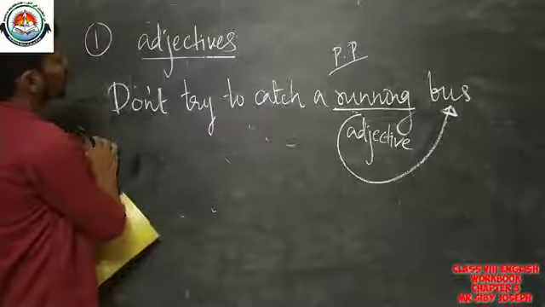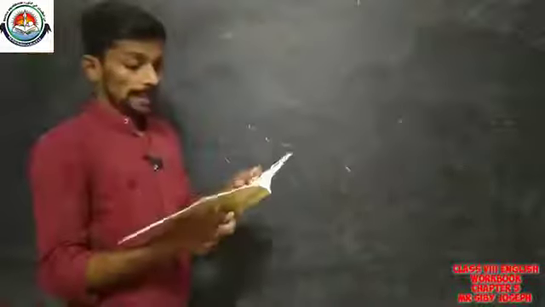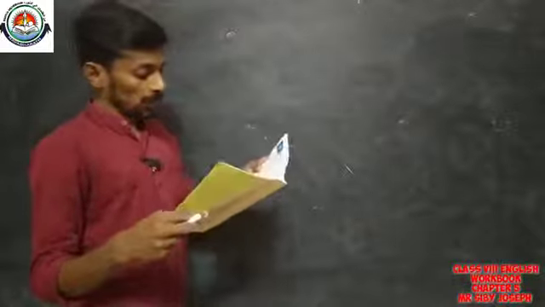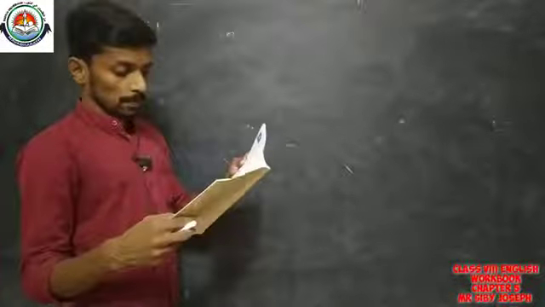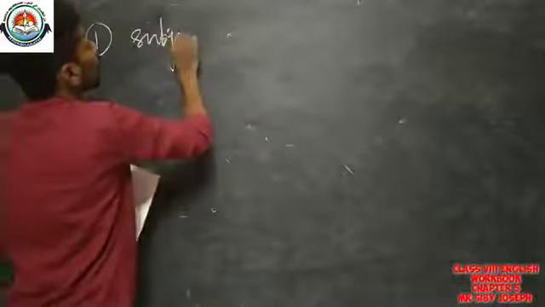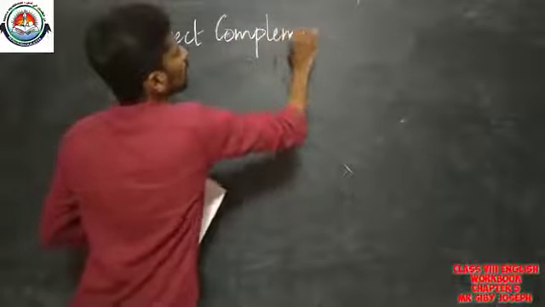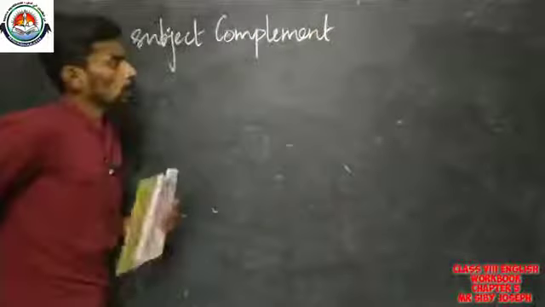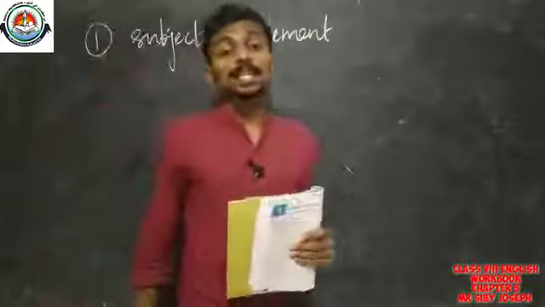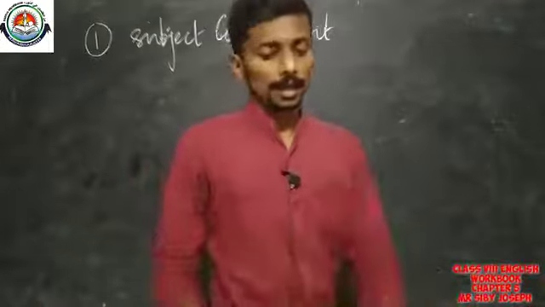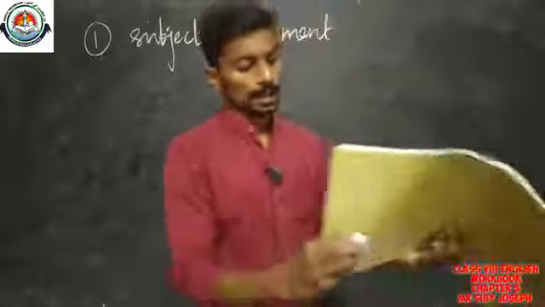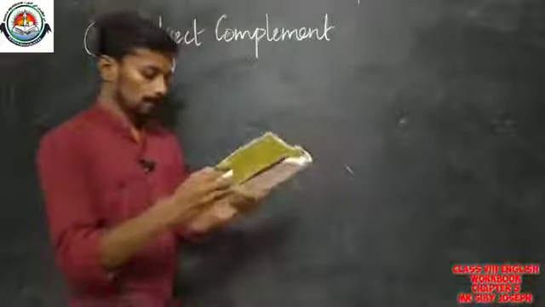Now, we can go on to discuss the second use of present participles. The second use of present participle is that it can be used as a subject complement. Please look at this. Look at this example.